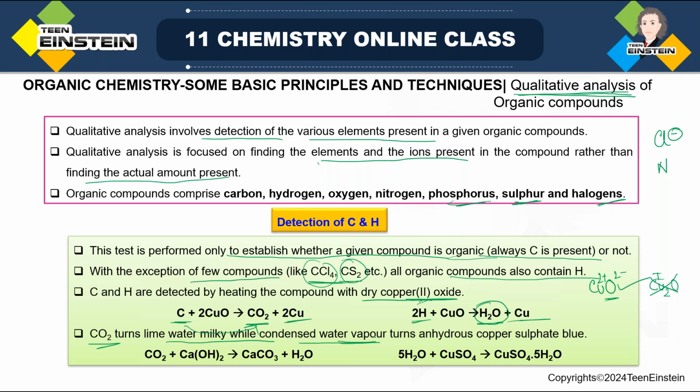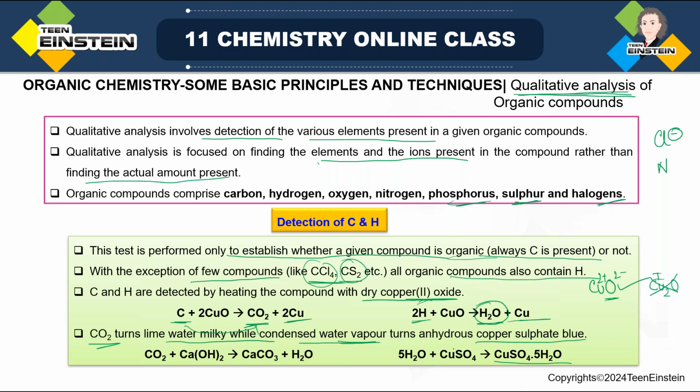So this water vapor has another property. Anhydrous copper sulfate is basically white, but in the presence of water vapor it turns blue because of the formation of CuSO4·5H2O, with 5 water molecules of crystallization.